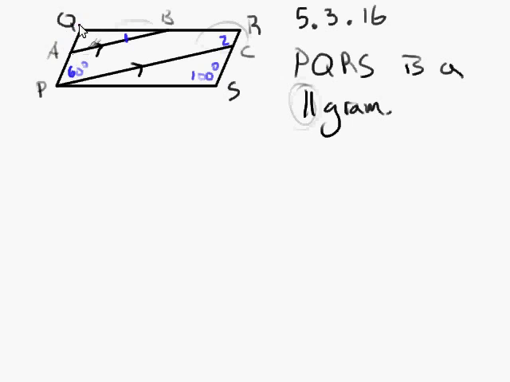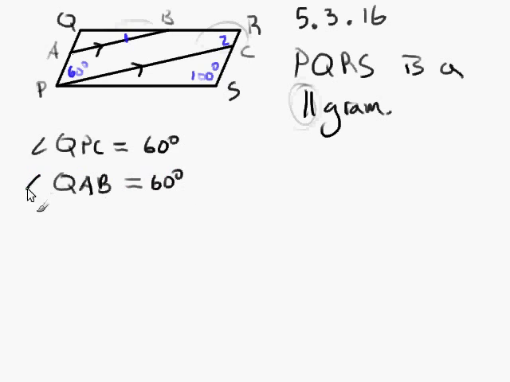Now we can take a look at QPC, and that's 60 degrees. But it's congruent to QAB. So that's got to be 60 degrees too. These two guys are congruent. And we've got 100 degrees here, PSR, which is the same as PQR.